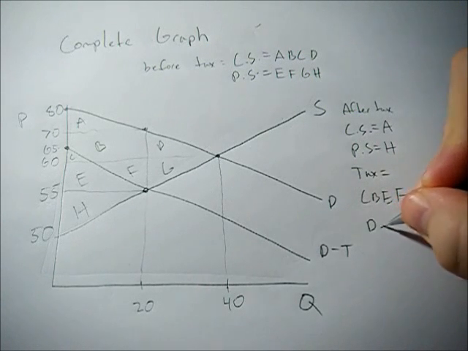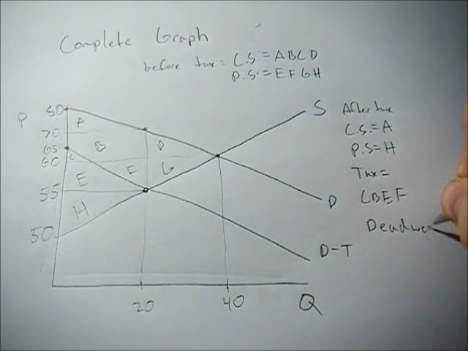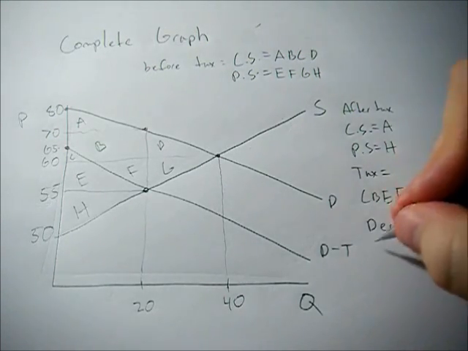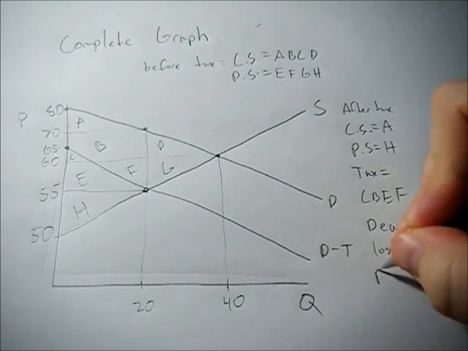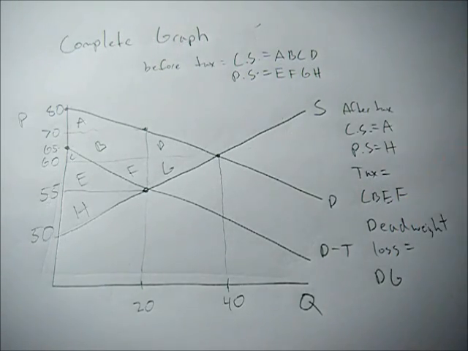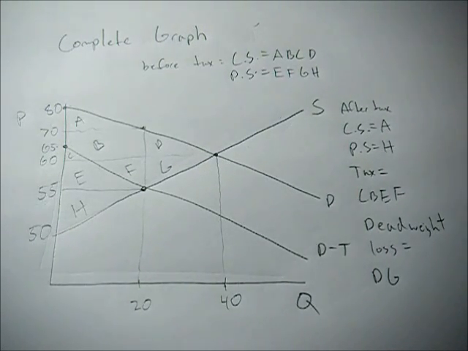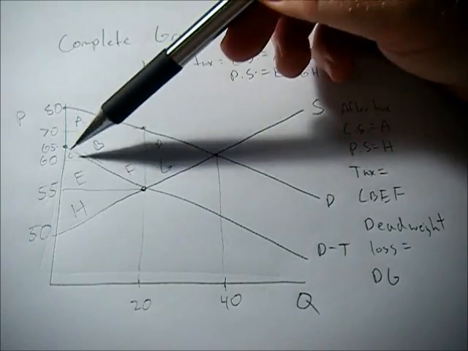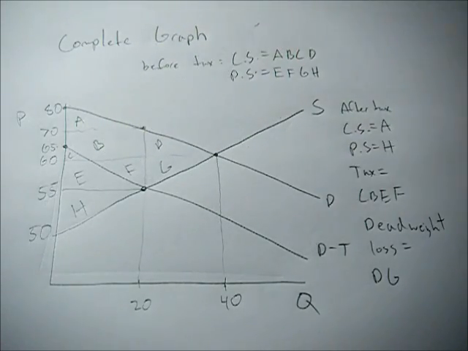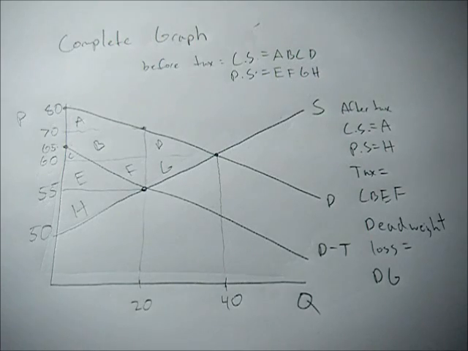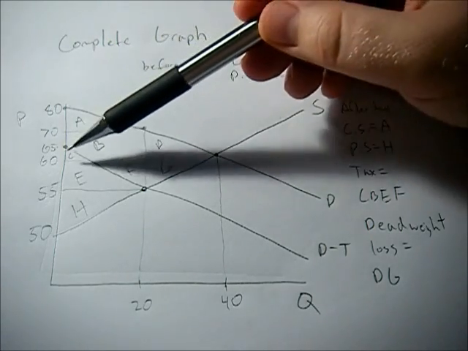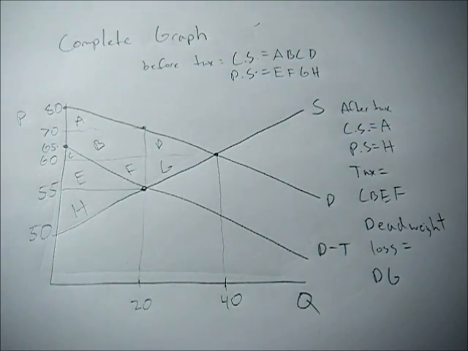And the deadweight loss from the introduction of this tax is equal to D and G, because D and G are no longer in either surplus or in tax revenue. So by introducing this tax, C, B, D, E, F, and G were taken away from consumer and producer surplus. C, B, E, and F, or 300 total, was tax revenue, and the rest was lost, 150.